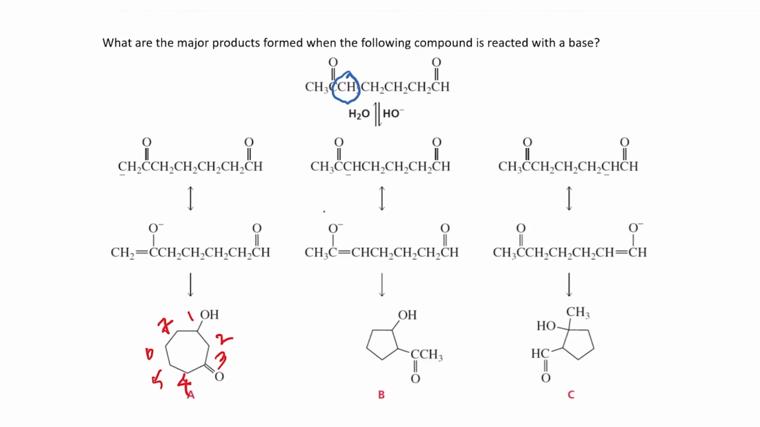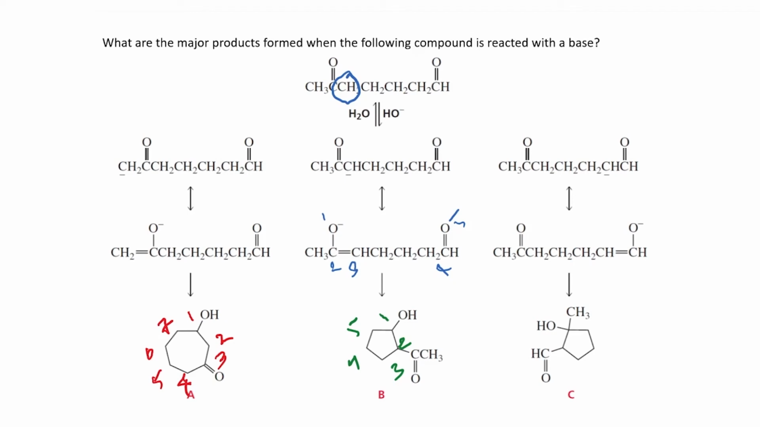If I number it, 1, 2, 3, and this is 4 and 5. So this is the reaction that actually occurs, and it gives me a ring of the following size. Let me give you a different numbering in terms of the ring numbering. This is 1, 2, 3, 4, and 5. And so this is going to give me a 5-membered ring, which is not unstable.